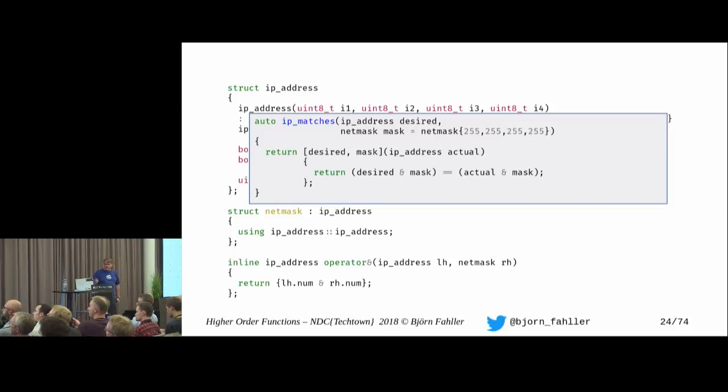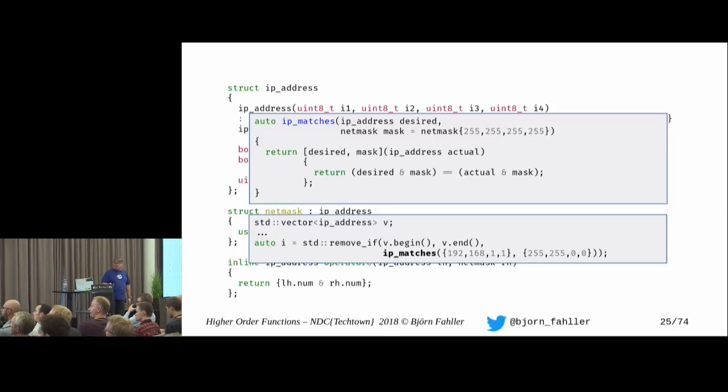Right, so with this, we can now use it as, in this case, I'm just removing all addresses in the 192.168 subnetwork. This is, I think, reasonably readable.